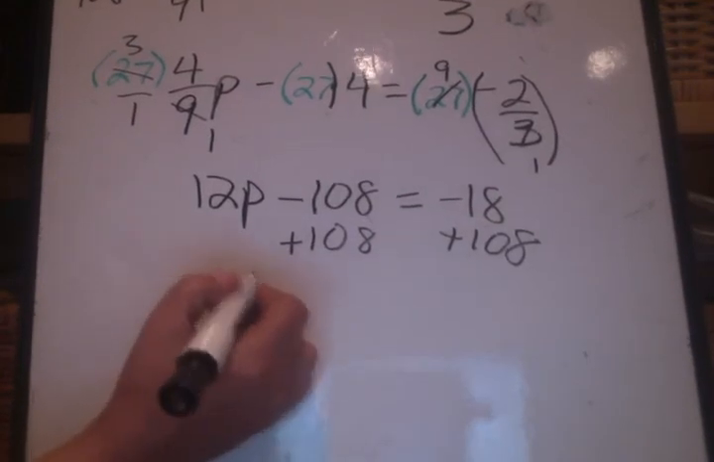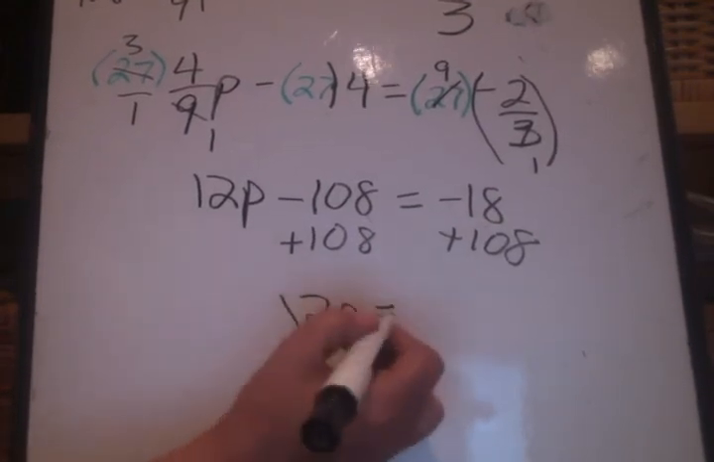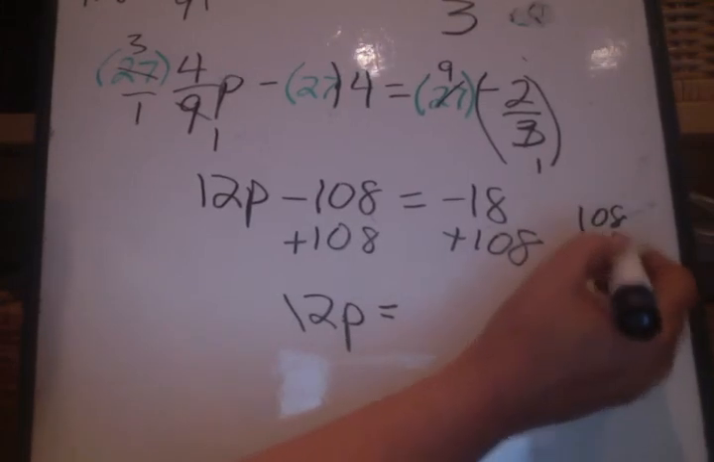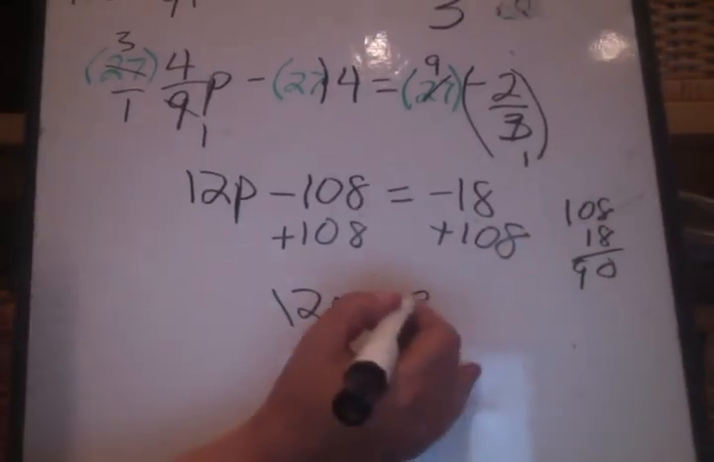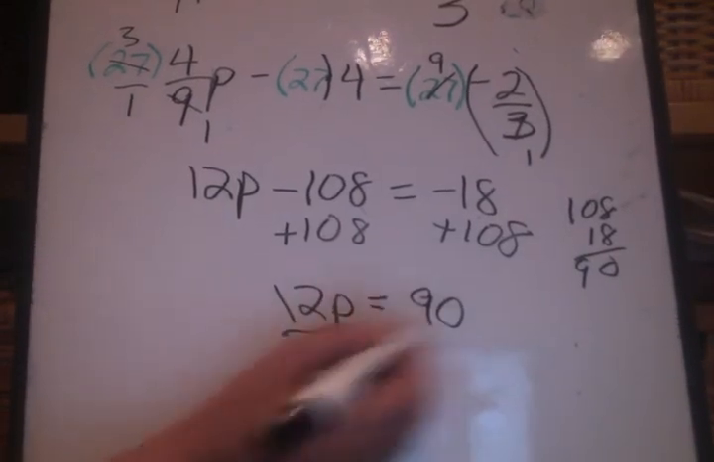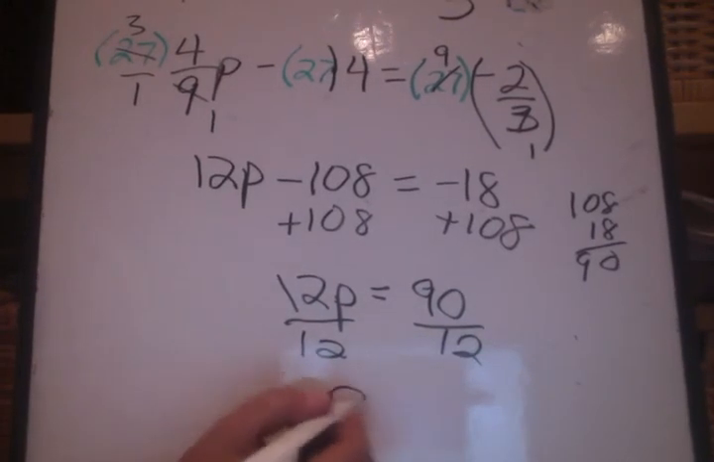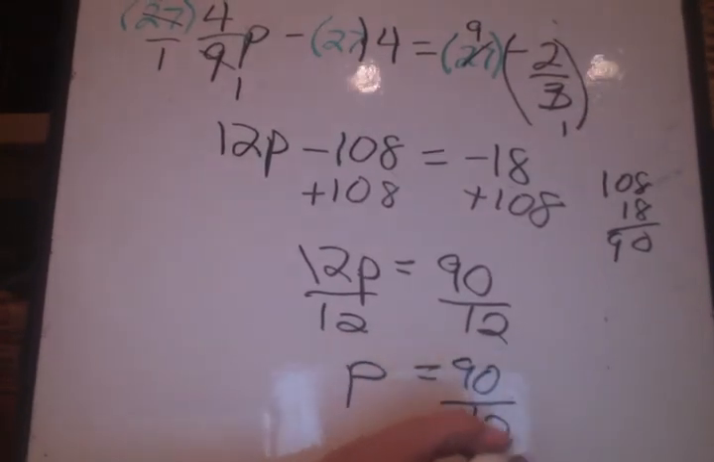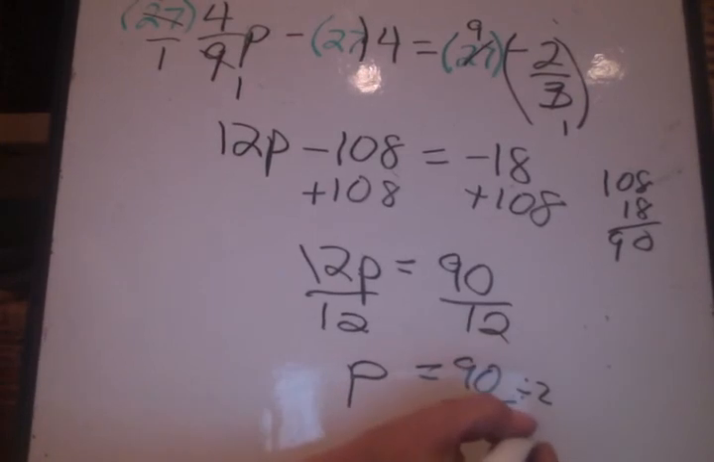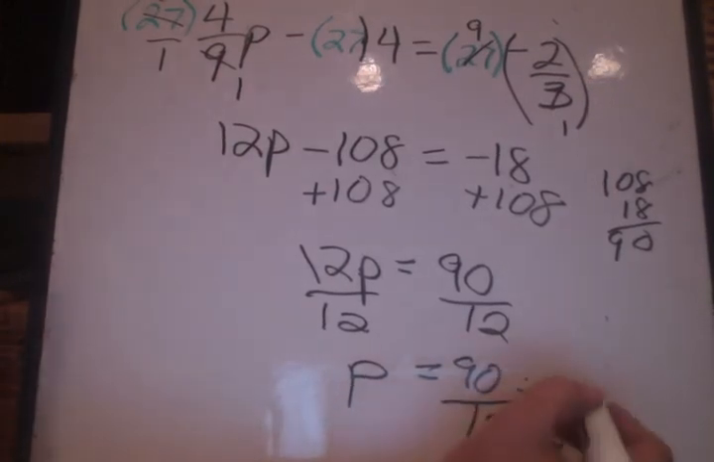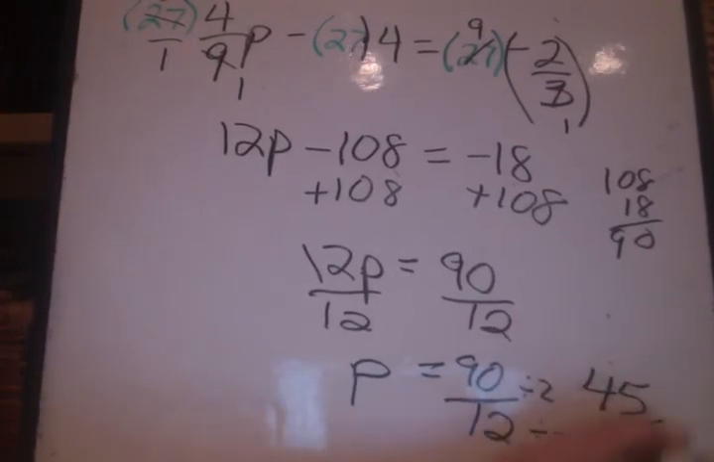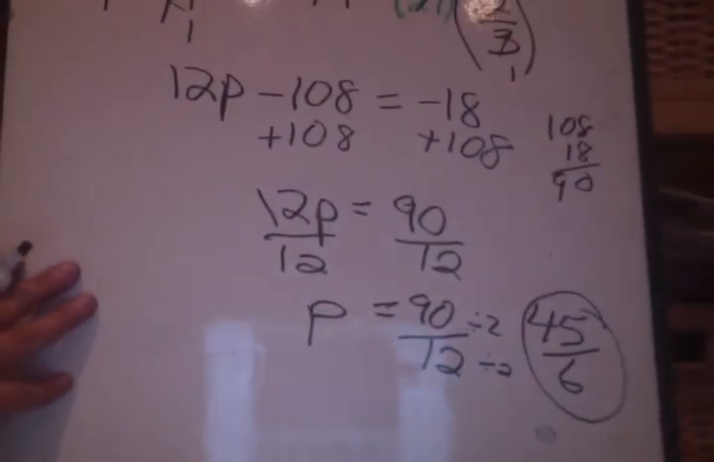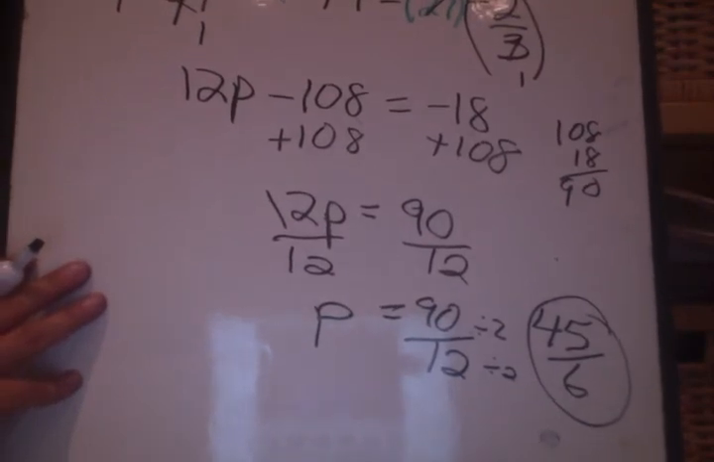Okay. This is going to be 12p equals, and I have a positive and a negative, so I'm going to subtract the smaller from the larger. So I get 90. And then divide both sides by 12. And I get p equals 90 over 12. And I divide both of these by 2. Let's see what we get. I get 45 over 6. And that's my answer. Okay, 45 over 6. And that's a value for p that would make the equation true. Okay, hope that helps.